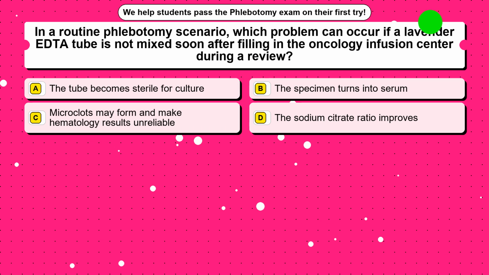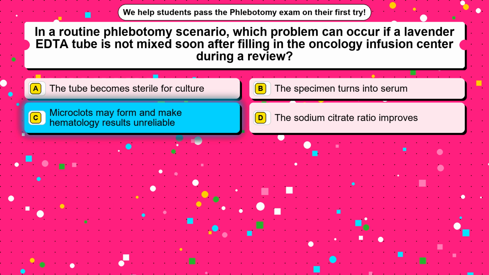Question 26. In a routine phlebotomy scenario, which problem can occur if a lavender EDTA tube is not mixed soon after filling in the oncology infusion center during a review? Option A, the tube becomes sterile for culture. Option B, the specimen turns into serum. Option C, microclots may form and make hematology results unreliable. Option D, the sodium citrate ratio improves. The correct answer is option C.